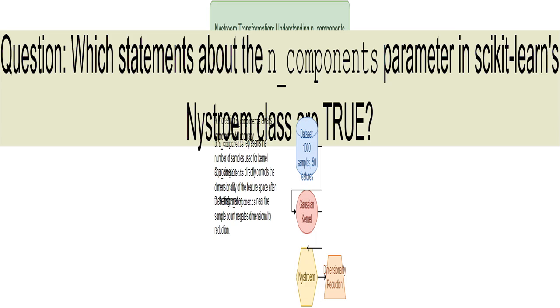I'm asking you to determine which statements correctly describe how the N_components parameter affects the Nystroem method used for dimensionality reduction. We'll explore what N_components actually does.